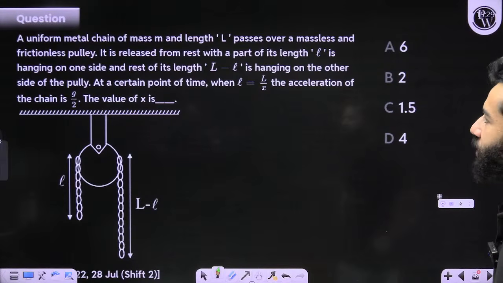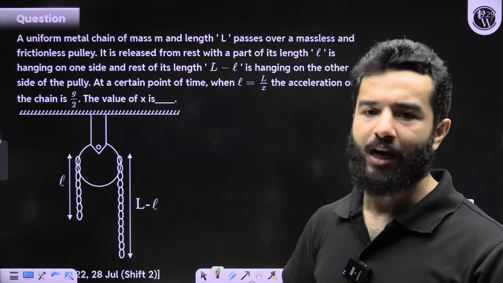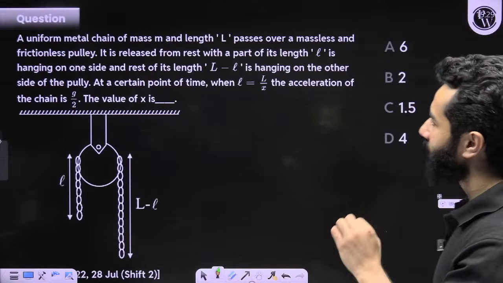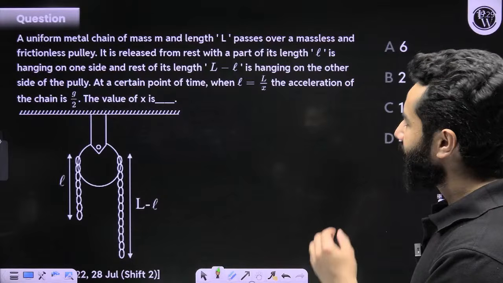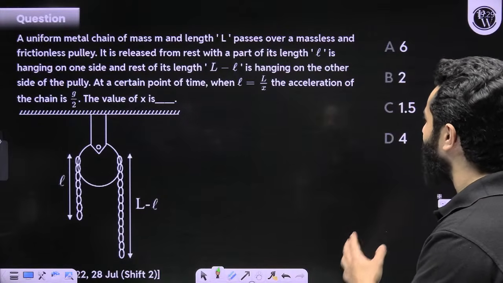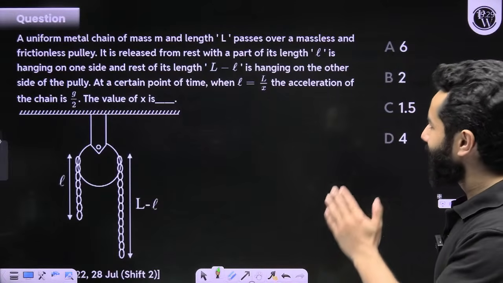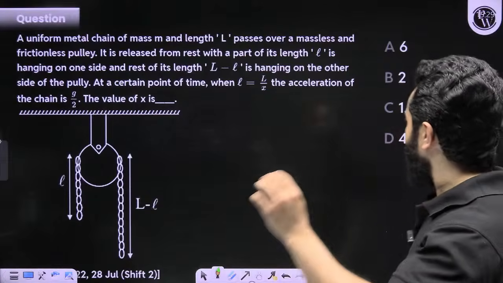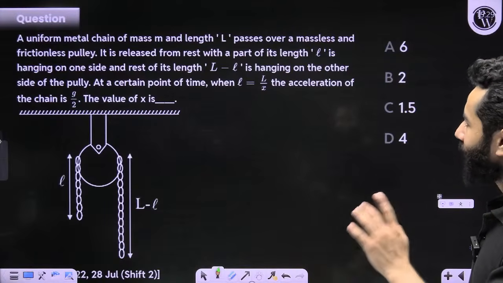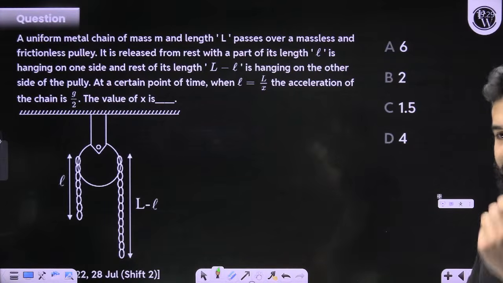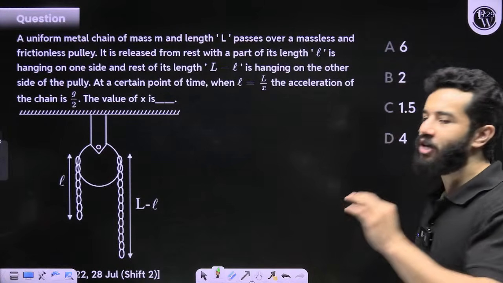A uniform metal chain of mass m and length L. Okay, so we haven't done any pulley problem till now. So let's do one. A uniform metal chain of mass m and length L passes over a massless and frictionless pulley. It is released from rest with a part of its length l hanging on one side and the rest of its length, L minus l, hanging on the other side of the pulley. At a certain point of time when small l is equal to capital L divided by x, the acceleration of the chain is g by 2. The value of x is?